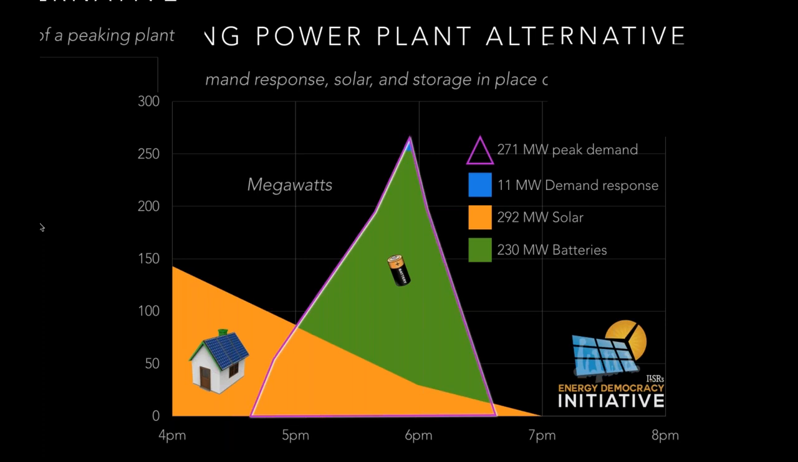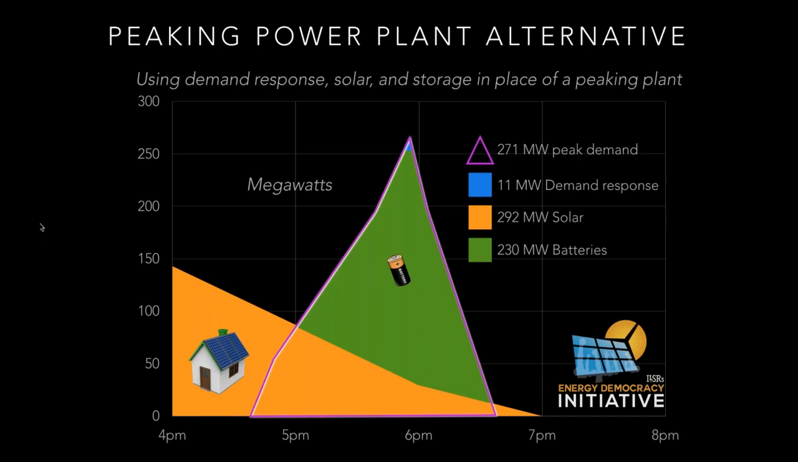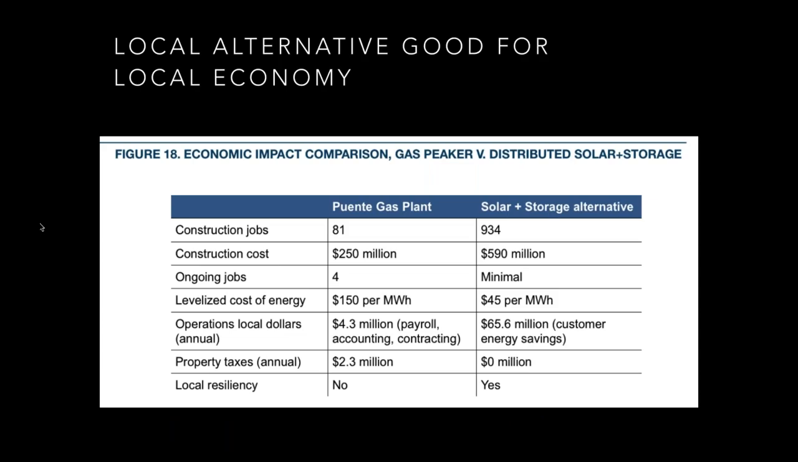And you can see that the solar provides some of the peak response during that peaking period, but mostly is going to be used to charge up the batteries prior to that peak time. And the batteries will be drawn upon to provide the peak power that the gas peaker would have otherwise done. And our analysis, and there's a lot more on this in the report on how we arrived at these numbers, shows that there are substantial advantages for that local capacity alternative beyond simply the cost of energy. You get 10 times as many construction jobs. You do have an upfront construction cost that's significantly higher, but the trade-off is a levelized cost of energy that's two-thirds lower than with a gas peaker.